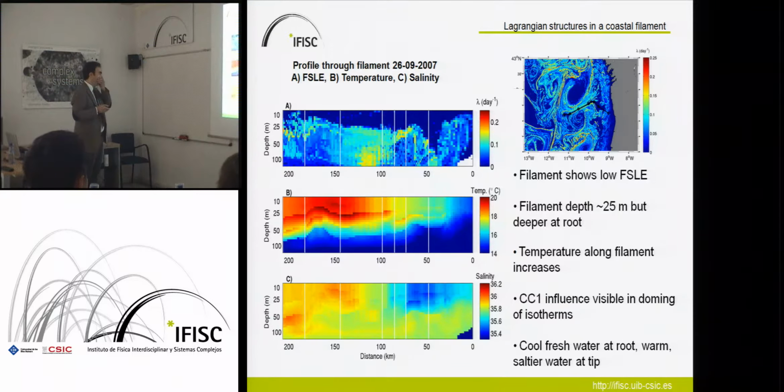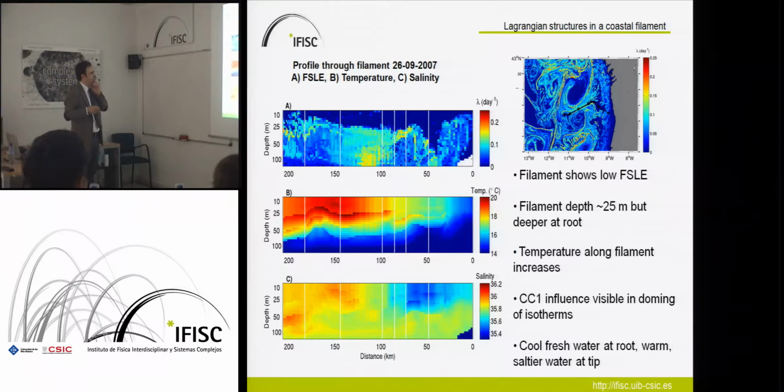So then we proceeded to look at what was happening inside the filament. Here we can see the filament inside, it shows a very low FSLE, as I have shown you before. Here you can see we plotted the profile data, the profile position. You see the filament is very shallow, but it increases its depth at the root.